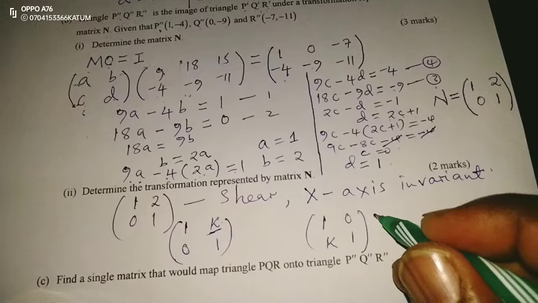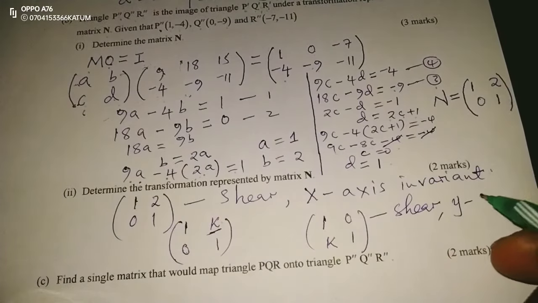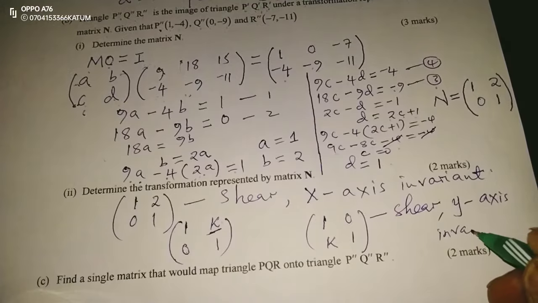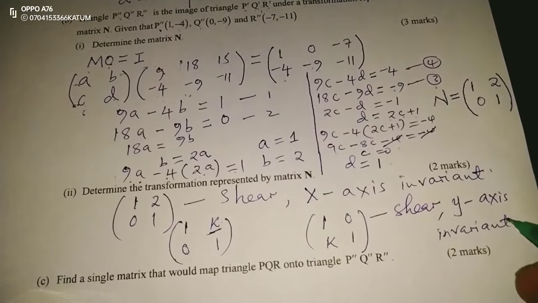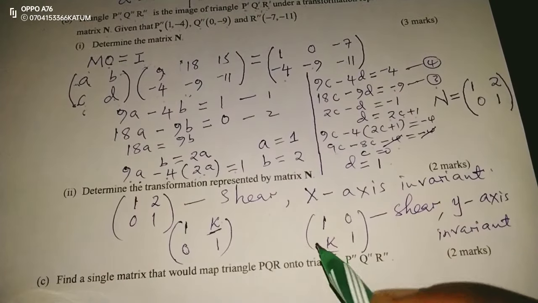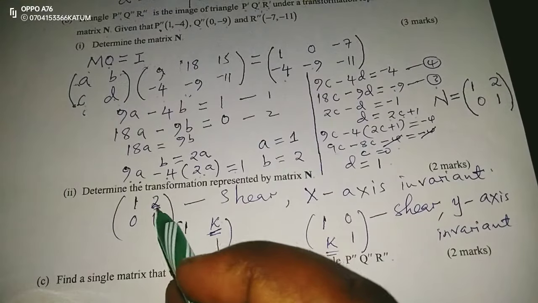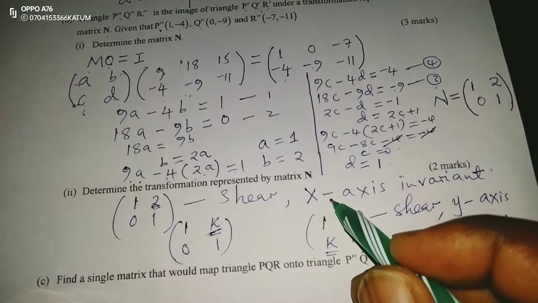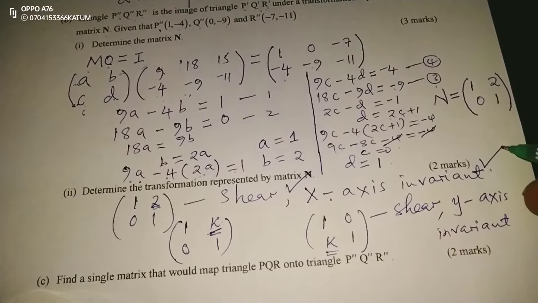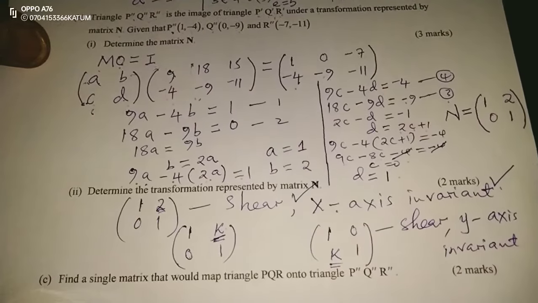This would still have been a shear, but now it's the y-axis invariant, when the constant is at this position. But now, because the constant is at this point, the 2, it means it is x-axis invariant. So mentioning that it is a shear, then giving us the invariant line earns the second mark.